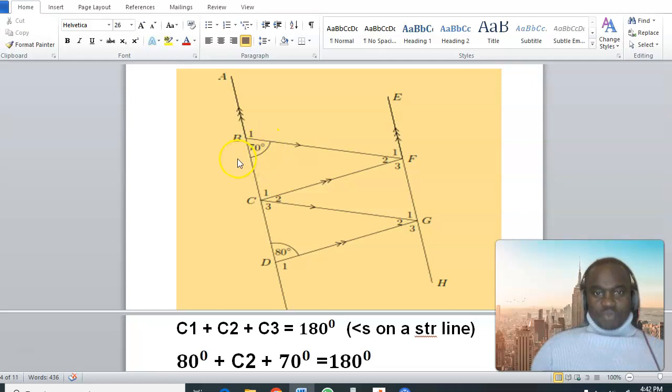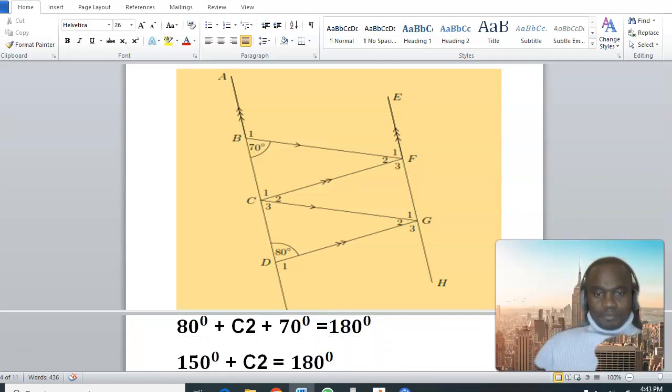C3 is equal to this one, 70, because they are parallel. Corresponding angle for this one. So this should be equal to 180. So 80 for C1, C2, C3 is 70. It should be equal to 180. Then 80 plus 70 is equal to 150 degrees, plus C2 is equal to 180 degrees.